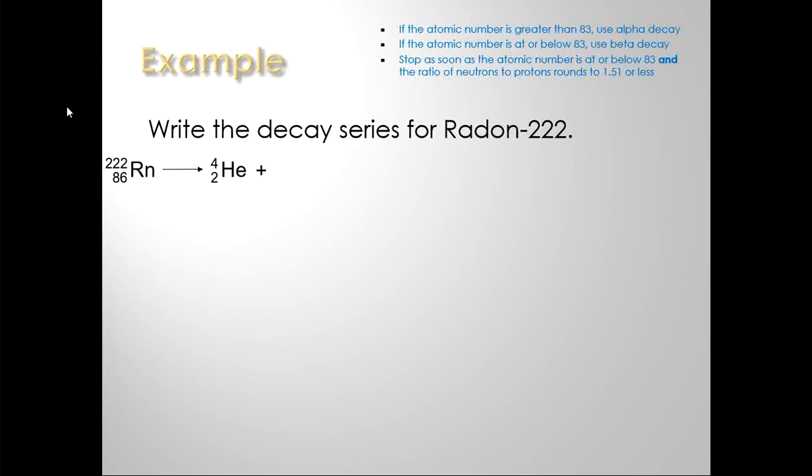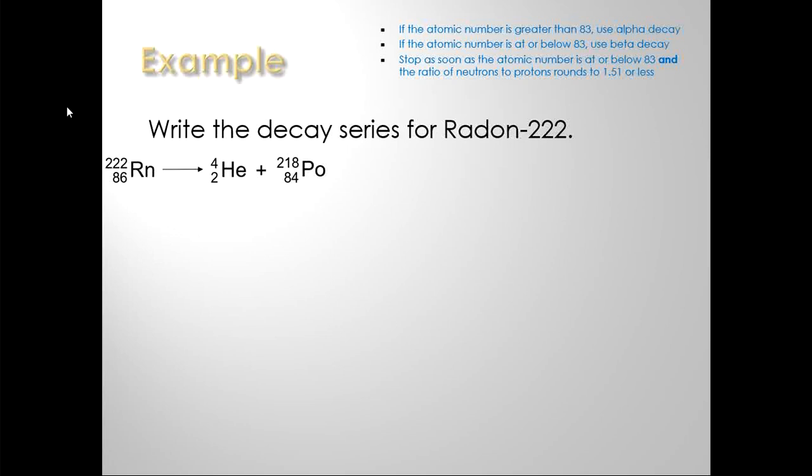So here we have 222 is equal to 4 plus x. X then would be 218. But now looking at the atomic number, 86 is equal to 2 plus y. Y would be 84. Use your periodic table to look at number 84, and we have the element polonium, Po. Now, this atomic number is still greater than 83, and so we're just going to continue with the decay series without even having to determine the ratio of the neutrons to the protons.